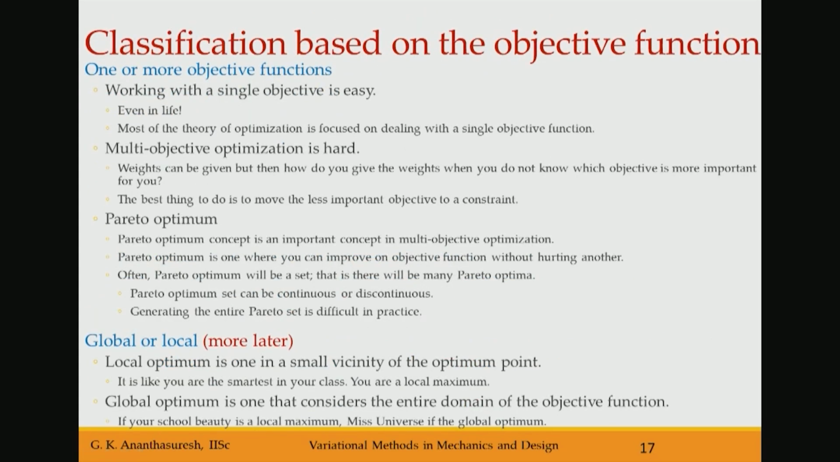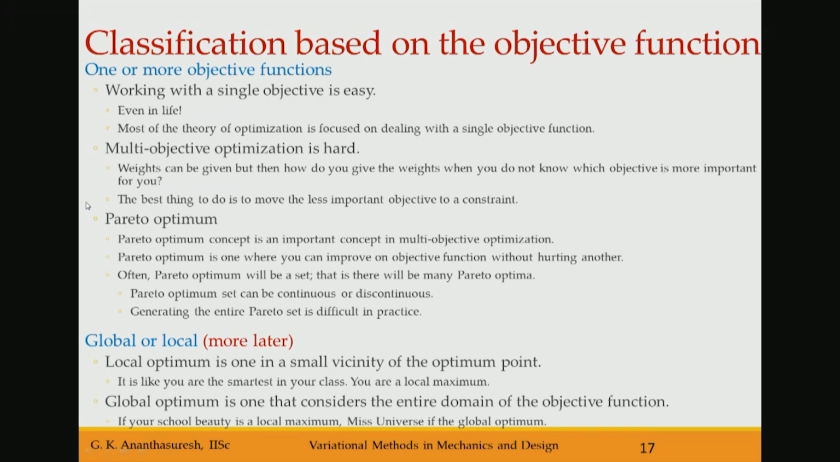You can classify based on the objective function. Okay. Objective function, if there is only one single objective, that is very straightforward. You have only one objective, one goal, you can achieve it. But it is not always the case. We have multiple objectives. Just like in life, we have many objectives. We want to do that, we want to do this, and we want to do several things at the same time. There we want to define the notion of an optimum.